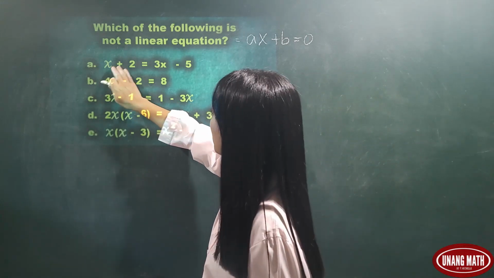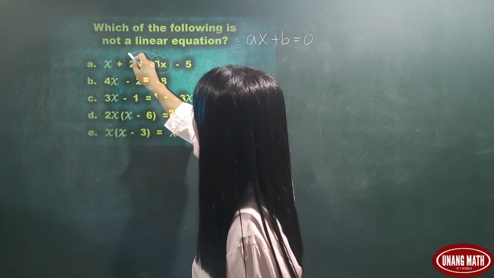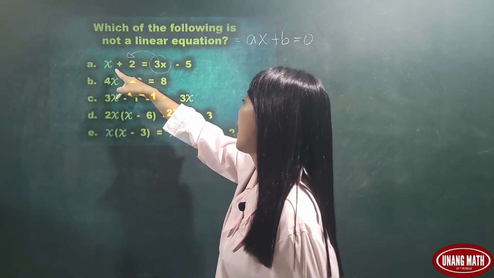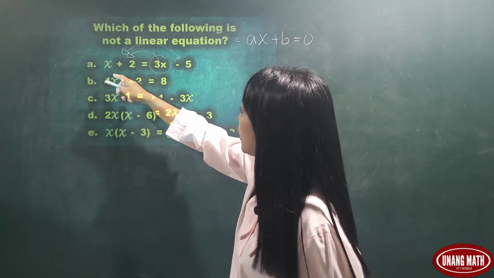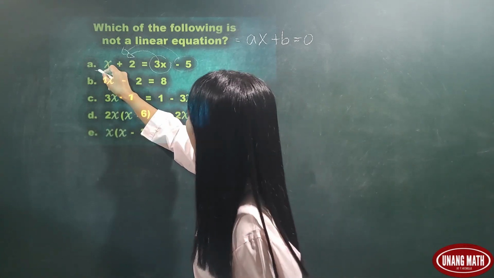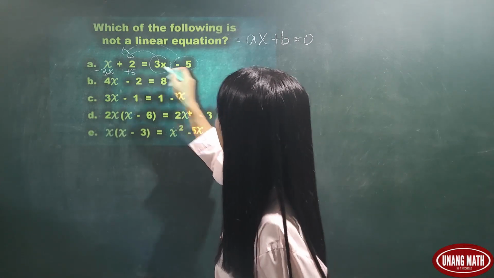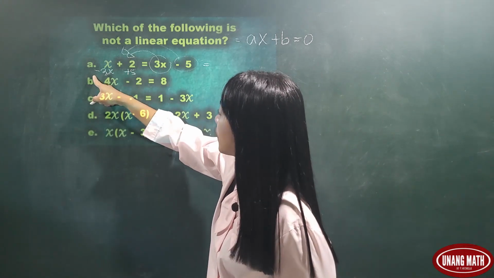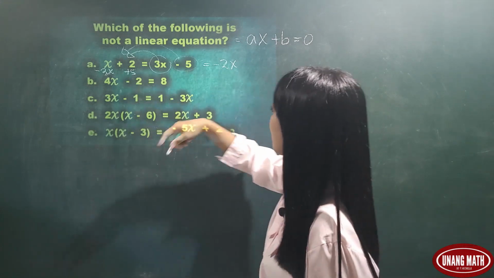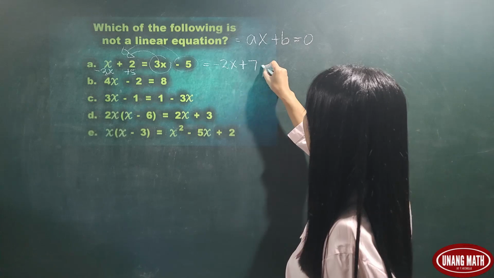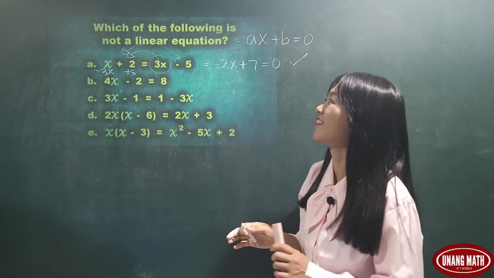First, x plus 2 equals 3x minus 5. Transpose positive 3x and negative 5 to the left side of the equation. So it will be x minus 3x plus 2 plus 5. We have x minus 3x is negative 2x, and 2 plus 5 is 7. So negative 2x plus 7 is equal to 0. So this is a linear equation.